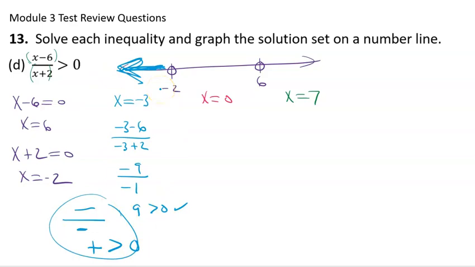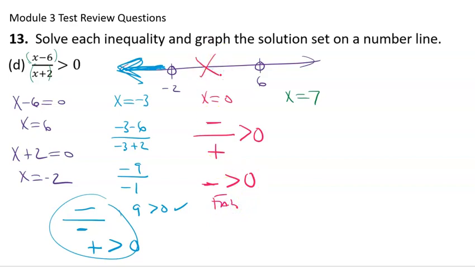So let's try it with 0, but just use the trick this time. So if I take 0 and plug it in the numerator, I get a negative number. I get negative 6. If I take 0 and plug it in the denominator, I get a positive number. Happens to be 2. Now, a negative divided by a positive overall is a negative. Are negatives greater than 0? They're not. This is a false statement, so I don't shade in that interval.